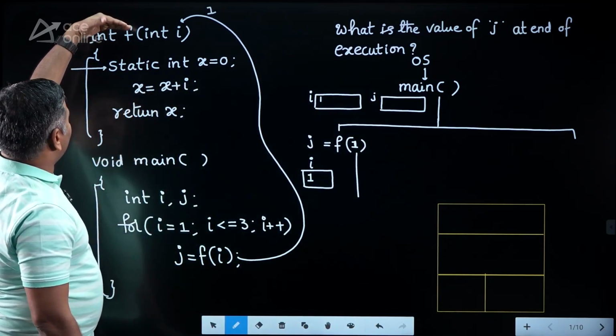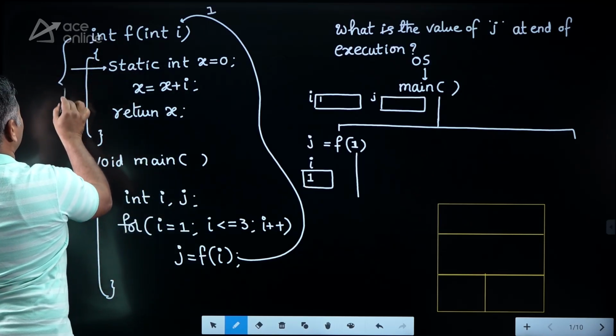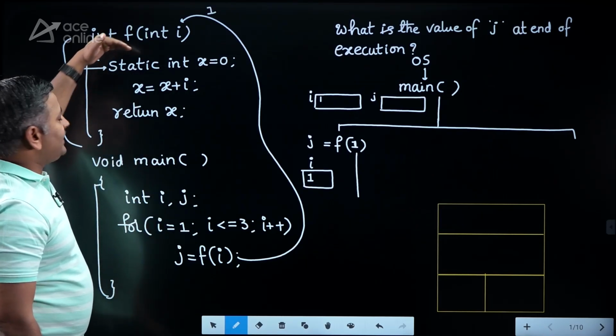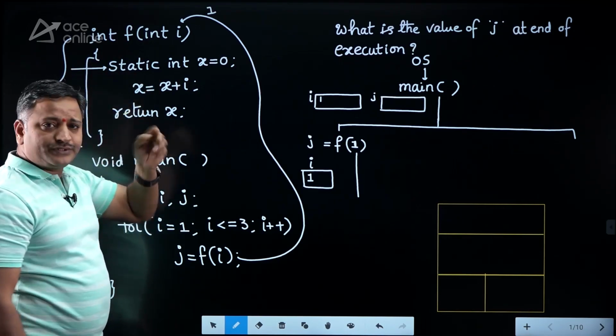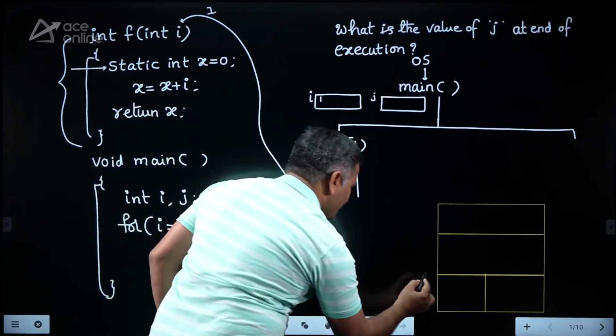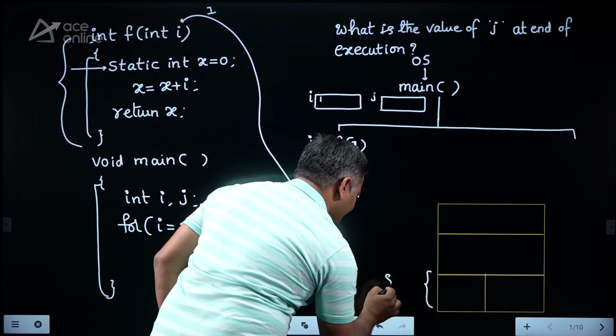Right. When you compile the program, first this piece of code will be compiled successfully. Afterwards, it will be converted into machine code. So during compilation time, the static variable is created in static memory. So assume that this is a static memory block which is created for the program.